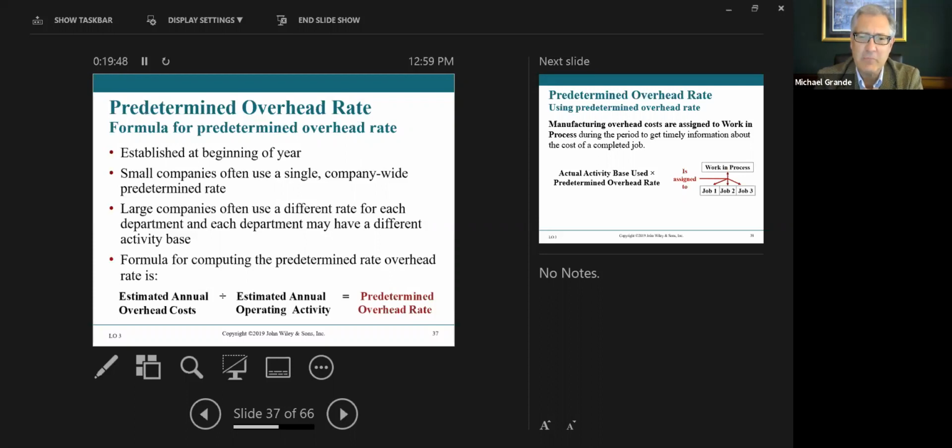Total estimated manufacturing overhead dollars or costs divided by the estimated annual activity. Manufacturing overhead dollars divided by activity base equals the predetermined overhead rate.